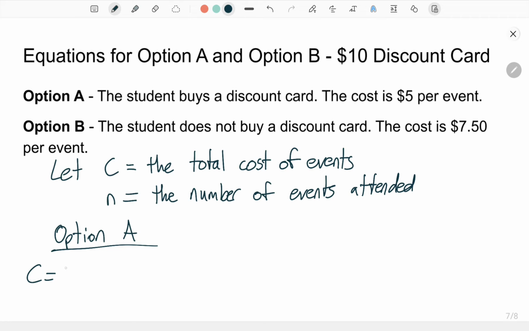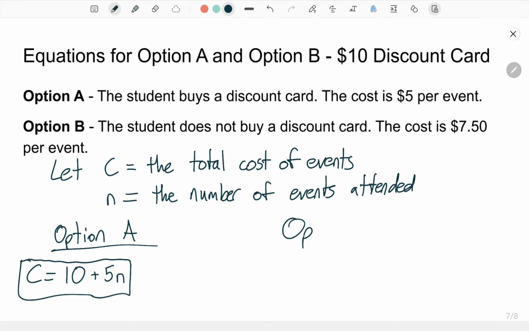So we know right away, before even anything happens, there's this $10 that they're going to pay. And then it says $5 per event. So we're going to be adding $5 each time there's an event. So it's going to be plus 5, and how many 5s are we adding on? Well, by the number of events. So we can multiply it by n. So 10 plus 5n. So that is, in a sense, equation 1.